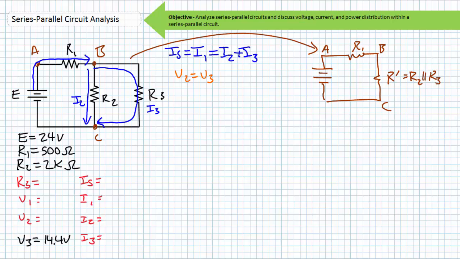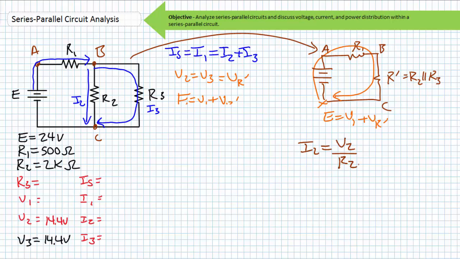If we combine R2 and R3 in parallel into an imaginary resistor I'll call R', it is readily apparent via KVL that the voltage rise E is equal to the voltage drop V1 plus the voltage drop VR'. Since R' is the parallel combination of R2 and R3, it can be said that V2 equals V3 equals VR'. Therefore, the 14.4 volt drop experienced by the unknown resistor R3 should also be experienced by R2, the 2 kilo ohm resistor. V2 equals 14.4 volts. And via Ohm's law, I2 equals V2 divided by R2. Substituting in the necessary values, we find I2 equals 7.2 milliamperes.